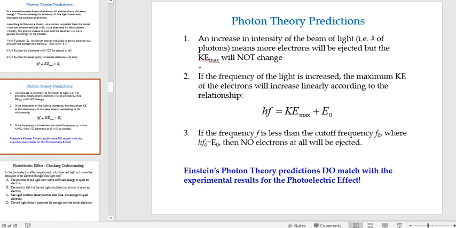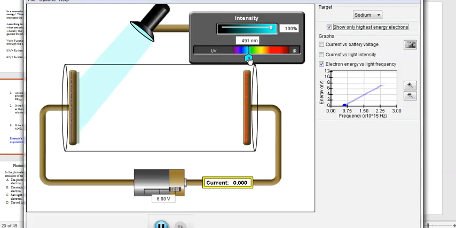Okay. So here's some of the things that we saw. If we have an increase in the intensity of light, then more electrons will be ejected, but the kinetic energy maximum will not change. Let's take a look at that again. So here I have UV light, and I'm changing the intensity so that there are not as many electrons coming out, but notice that they're all basically going at the same speed. And I take them to a higher intensity, same speeds, but there's more of them.